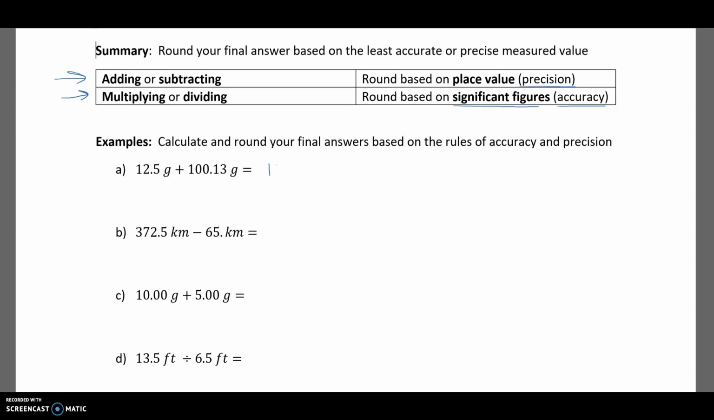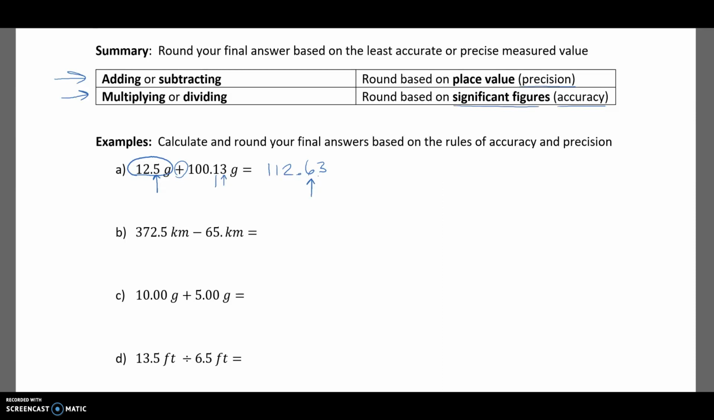When you do the calculation, this equals 112.63. We need to decide now how to round this number. I'm adding, so I'm going to look at the precision or place value of the digits in my measured numbers. 12.5 has one digit to the right of the decimal, or it's precise to the tenths position. 100.13 has two digits to the right of the decimal, or it's accurate to the hundredths position. 12.5 is my least precise measured value, so I need to round to the same number of decimal places in my final answer. In other words, I need to round to the tenths position.